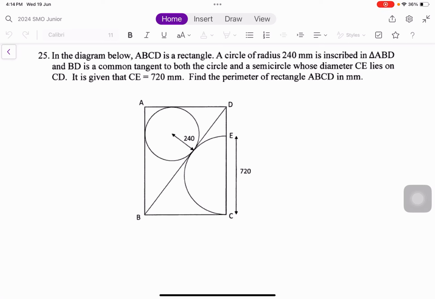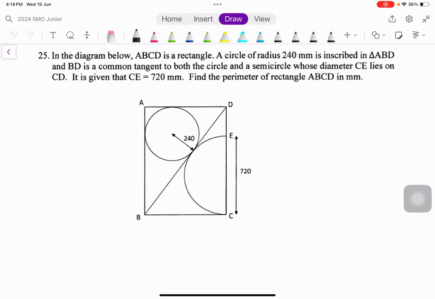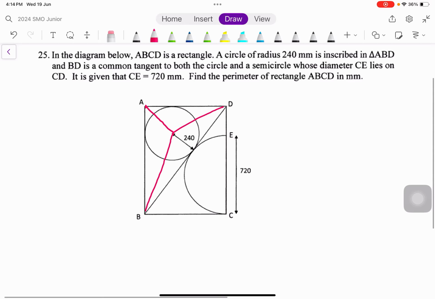Okay, question number 25. Before we solve this question, I think we need to establish one result. Can I call the radius of the incircle r? That means your r now is 240.